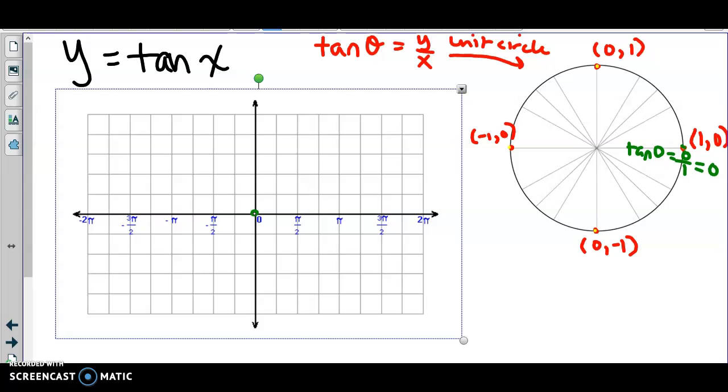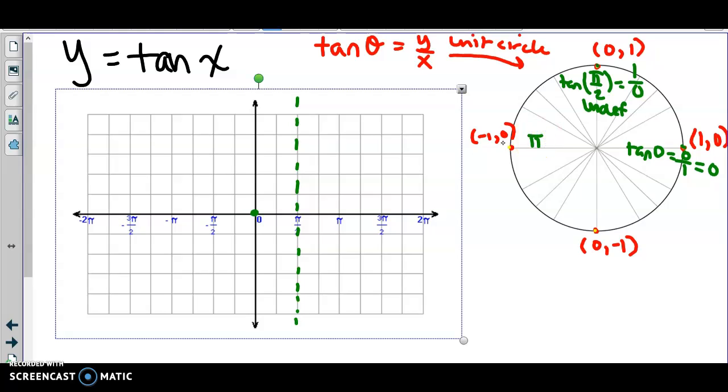When you try to do tangent of pi over 2, tan of pi over 2 is y divided by x, 1 over 0. What is that? That is undefined. Graphically, what we will draw is a vertical asymptote at pi over 2, because that is a domain restriction. Because when you plug that in, it results in your function being undefined. You cannot divide by 0.